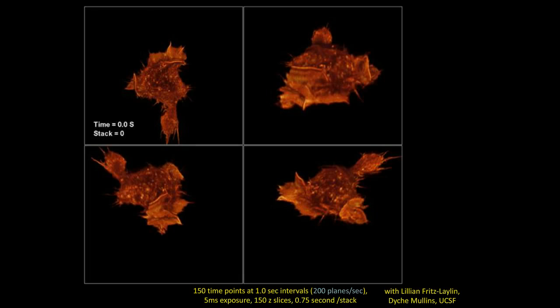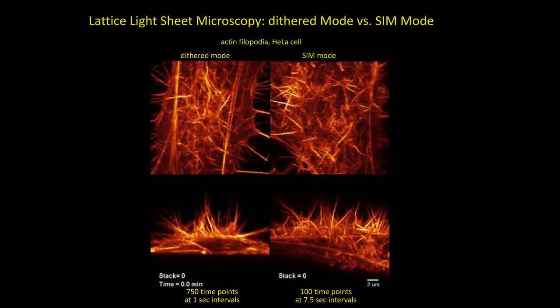So here I will show you we have two scanning modes. One we call the dithered mode, where we scan the beam and then get the imaging. The other we call the SIM mode, the structured illumination mode. We need to apply some specific patterns, shift the pattern, and get the data. This way, we can get an even better spatial resolution. Of course, we lose some temporal resolution.